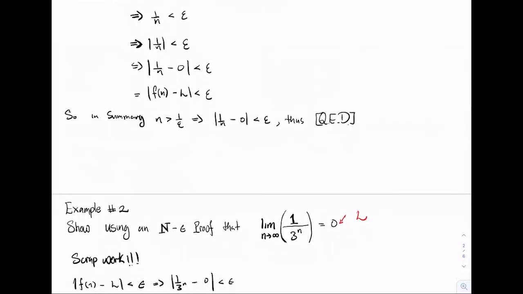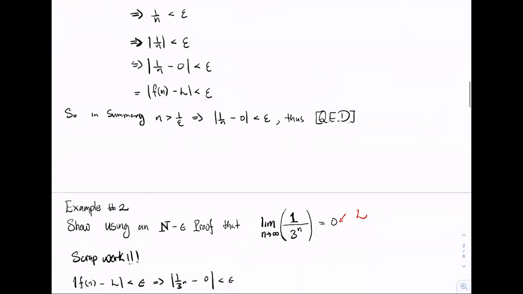And as we saw in the previous example, whenever we are doing our scrap work, we want to first begin with the modulus of f of n minus L less than epsilon, which implies that 1 over 3 raised to the power n, take away L, in this case L is 0, is less than epsilon. We always start with this step, and then we manipulate this expression so that we can get n is greater than something.